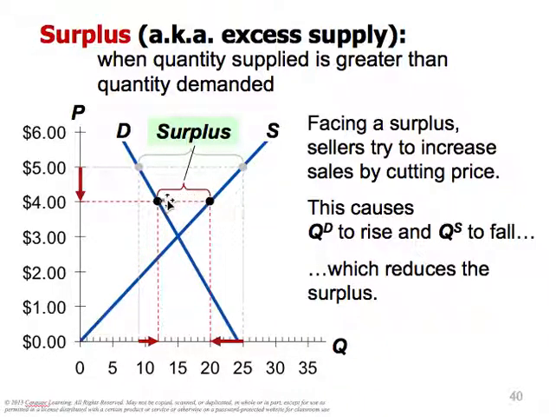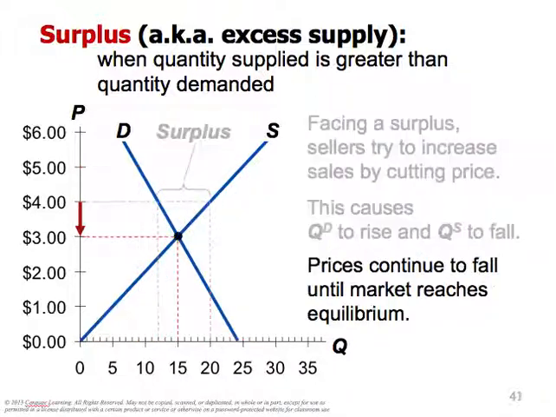There is an excess supply in the market, and the producers want to get rid of this surplus, so they again cut their price. When they again cut their price, we finally come to this equilibrium point where there is no surplus anymore. Prices continue to fall until the market reaches equilibrium. So the main point here is that the market does not always start with an equilibrium. Rather, the market gradually moves toward an equilibrium.